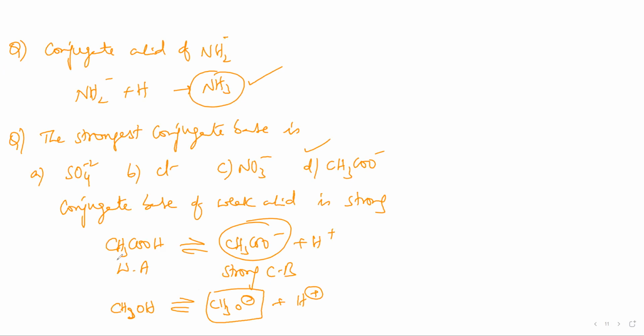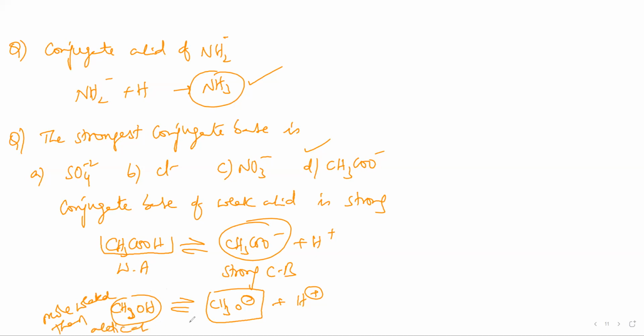methanol is a weaker acid than acetic acid. Because methanol does not belong to the carboxylic acid group, it is not actually an acid. It is an alcohol, but it shows acidic nature. So obviously it is definitely a weaker acid than acetic acid. Right? So this is more weaker than acetic acid.